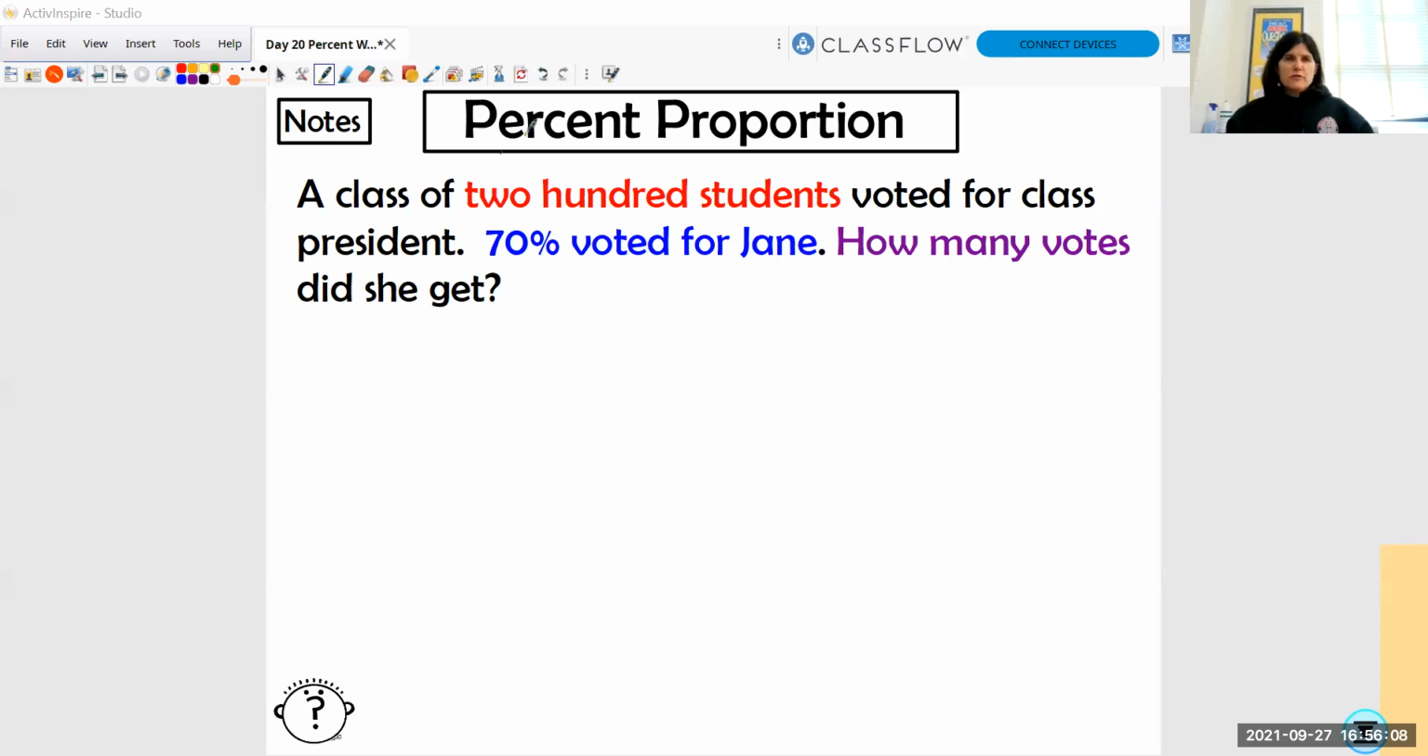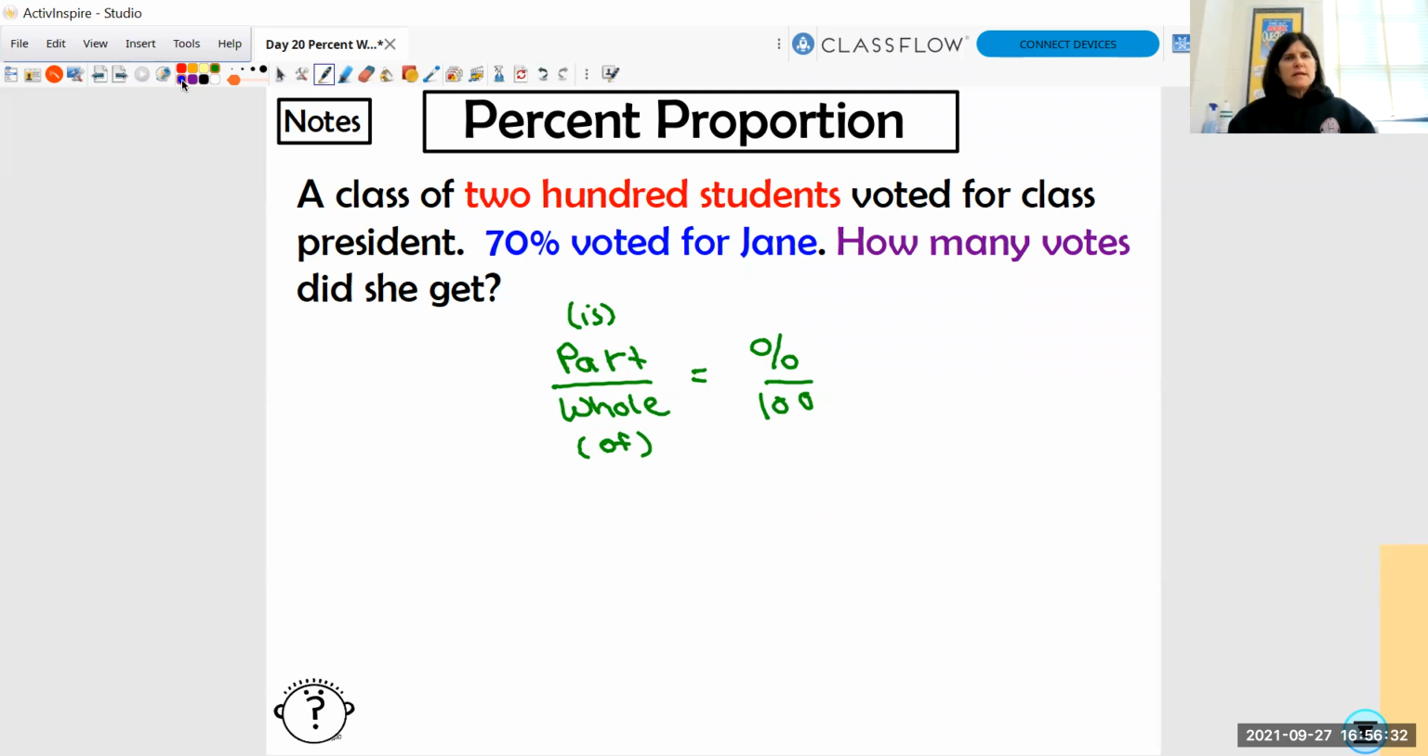So let's first review the percent proportion. The percent proportion tells us that the part over the whole ratio is equivalent or equal to the percent over 100. We often can figure out the part by looking for the word is, and the whole by looking for the word of. So let's read our scenario.